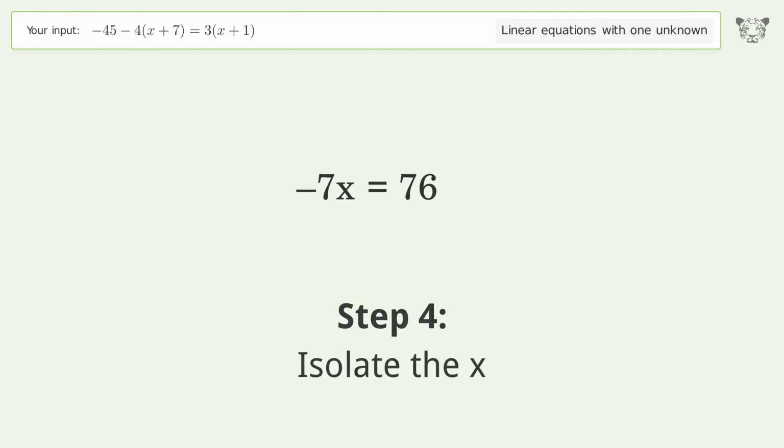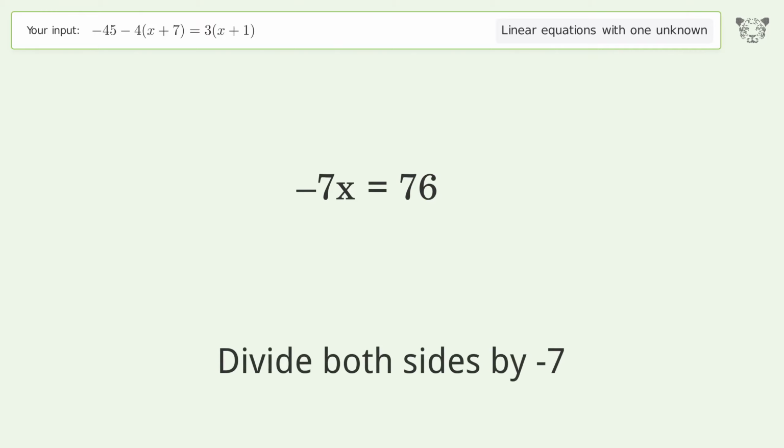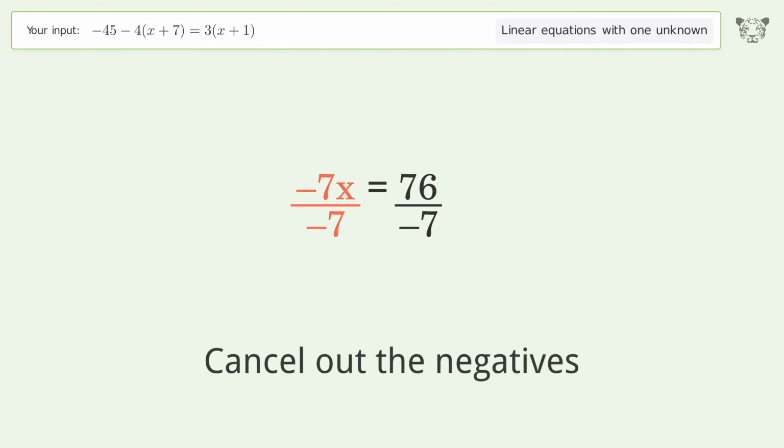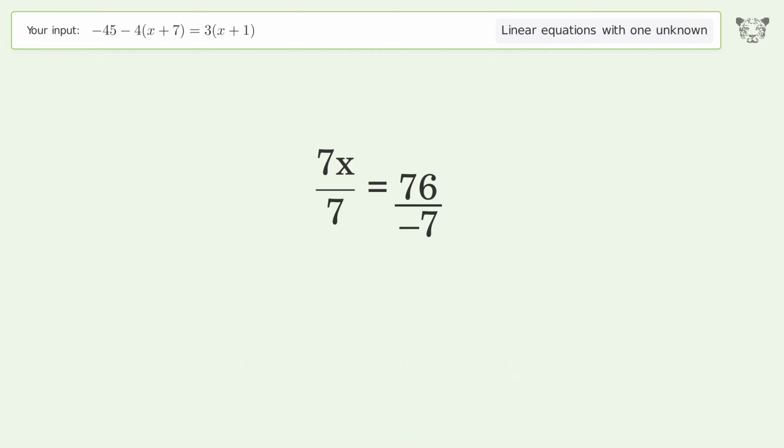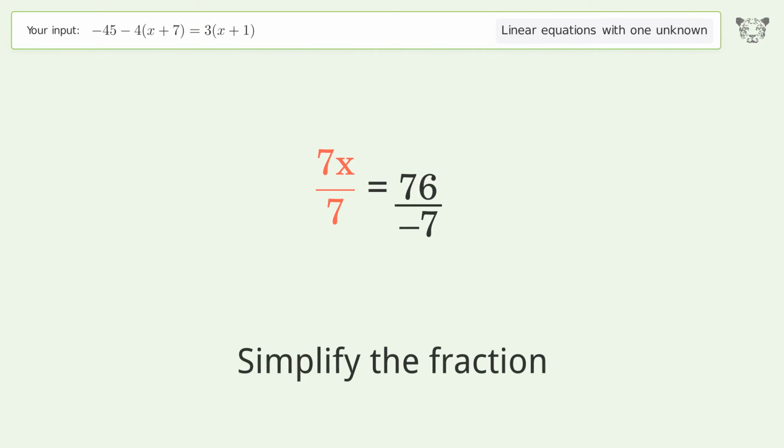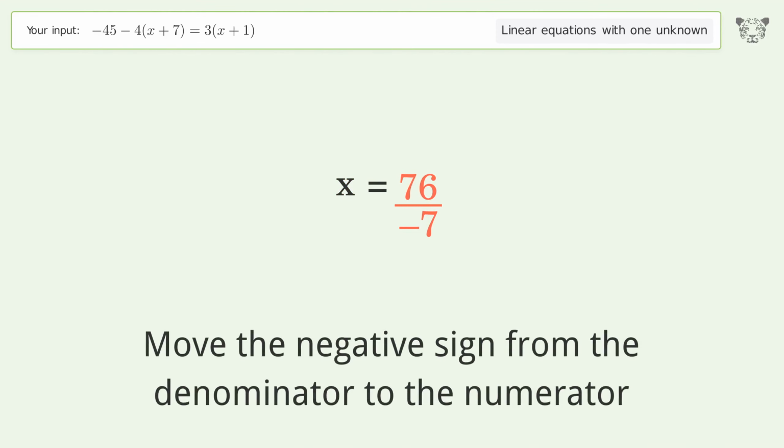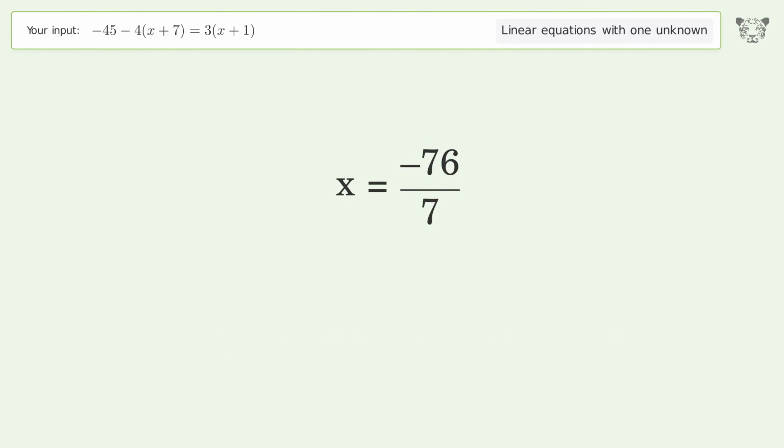Isolate the x. Divide both sides by -7. Cancel out the negatives. Simplify the fraction. Move the negative sign from the denominator to the numerator. And so the final result is x equals -76/7.